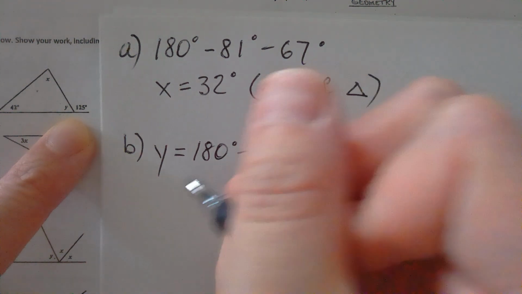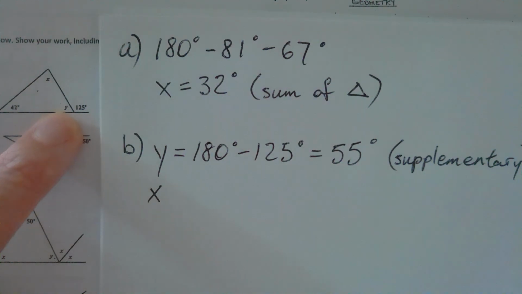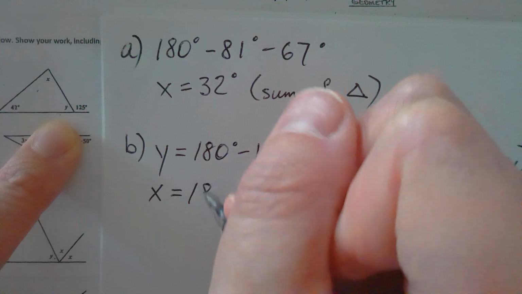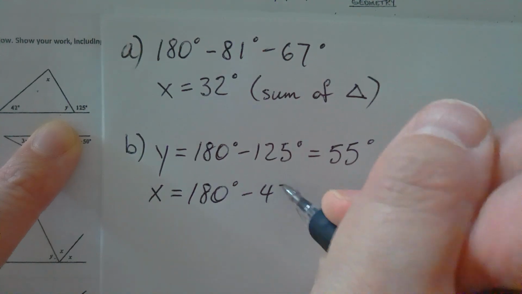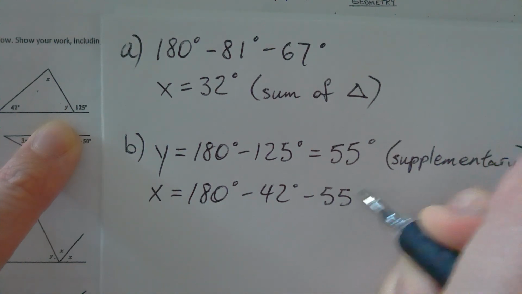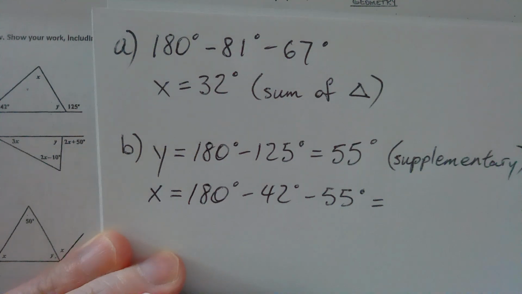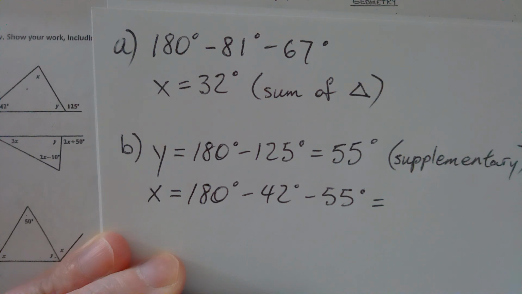Once you have y, since now you know this is 55, this is 42, then x is just again 180 minus 42 minus 55, and what's left is the angle because of sum of triangle. 180 minus 42 minus 55, 83.